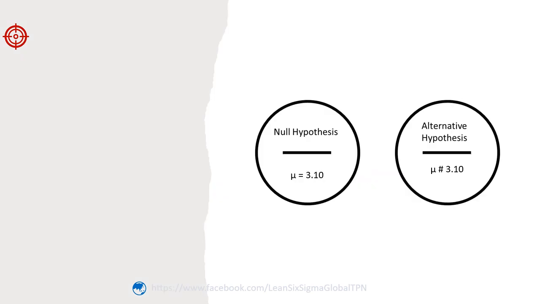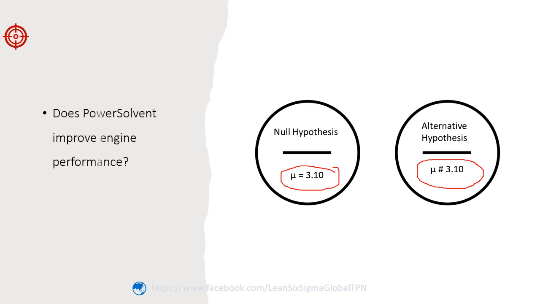Now think about the Power Solvent, where the R&D is comparing the fuel consumption achieved with their solvent to the industry standard of 3.10. Here, the null hypothesis states that μ equals 3.10. The alternative hypothesis states that μ doesn't equal 3.10. So, what conclusions could we draw in the R&D that would result in a type 1 or type 2 error?